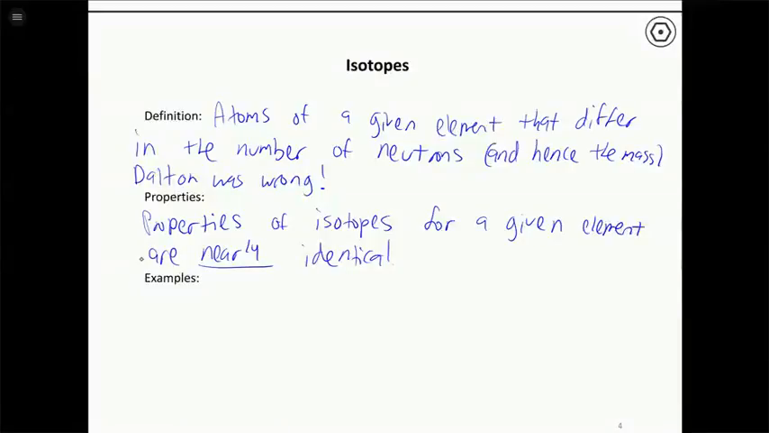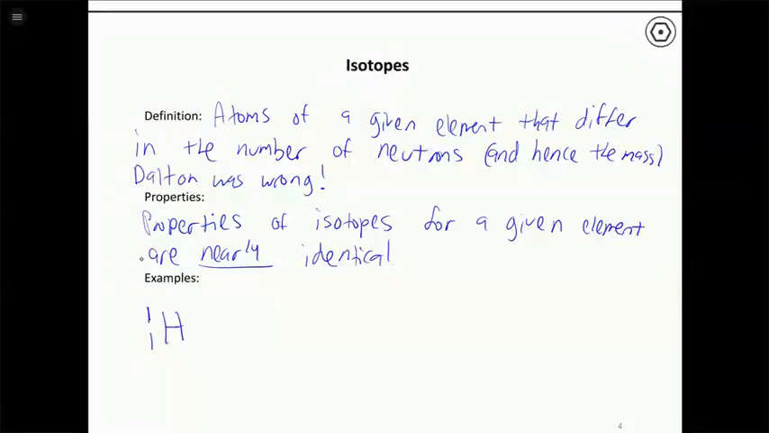Some examples of isotopes would be hydrogen, the simplest atom on the periodic table. The symbol is H. And remember, the bottom number in the symbol tells us the number of protons. So hydrogen always has one proton in the nucleus. That's the simplest nucleus you can have. The most abundant isotope of hydrogen has 0 neutrons, which means it has a mass number of 1. So this is one isotope of hydrogen.